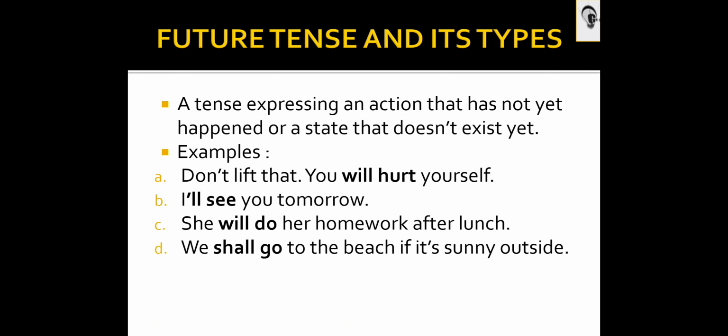Now we have the future tense and its types. A tense expressing an action that has not yet happened or a state that doesn't exist yet. That means the time which has to come is the future tense. For example, don't lift that, you will hurt yourself. I'll see you tomorrow. She will do her homework after lunch. We shall go to the beach if it's sunny outside. So all these are examples of the future tense.